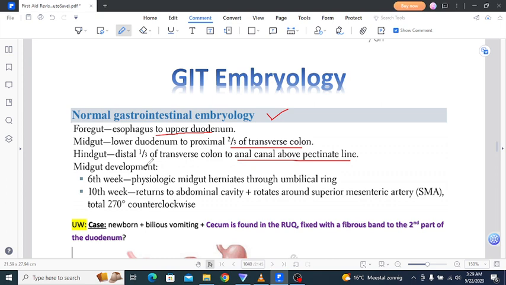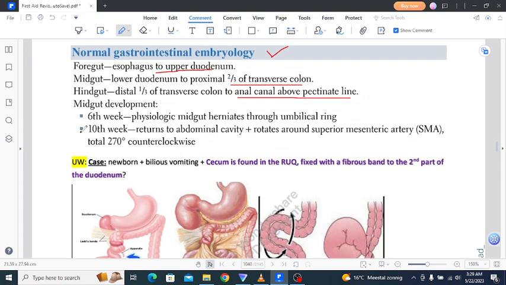Midgut development. The midgut development in the 6th week. So there is a very significant event that happens between the 6th to 10th week. In the 6th week of gestation, there is a physiologic midgut herniation through the umbilical ring because the GIT is growing at a very rapid pace, and there is not enough space in the fetal abdomen to compensate for all these GIT enfoldings. So that is why there is a physiological herniation of the GIT content at the 6th week of gestation.